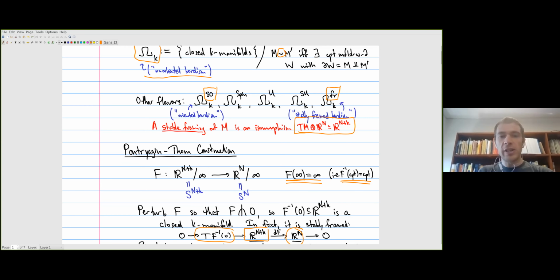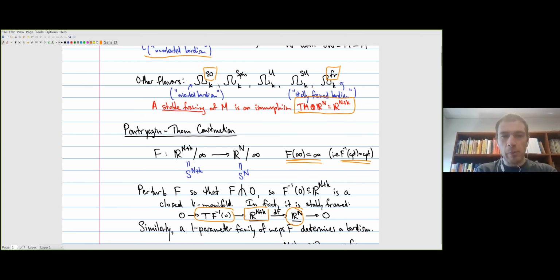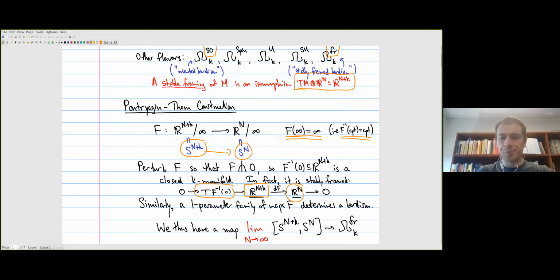So what we conclude is that there's a map from homotopy classes of maps from S^(n+k) to S^n to the bordism group, like this. Okay, so I didn't say it, but I wrote it here. Similarly, if you have a one-parameter family of maps F, then you get a bordism between F0 inverse of 0, F1 inverse of 0, and F2 inverse of 0.